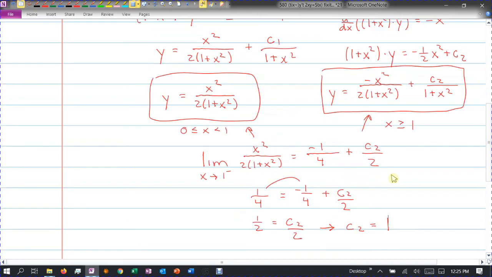So if we come back up here and replace c₂ with 1, then this would be the first part of the function, and this would be the second one. Let me just double check it here. Yeah, that should work.